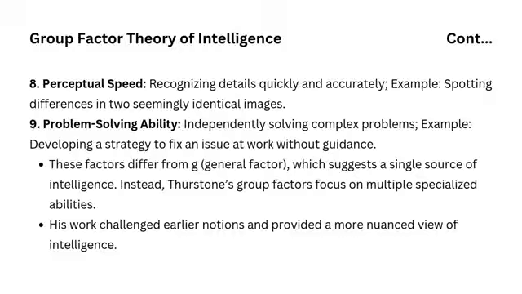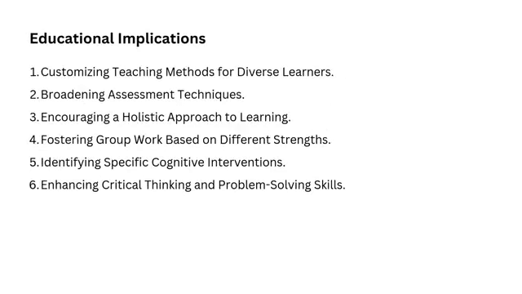Thurstone's theory contrasts sharply with Spearman's G-factor theory, which posits that a single general intelligence governs all cognitive tasks. In Thurstone's theory, intelligence is understood through specific factors, the S factors, that are tied to distinct tasks such as those defined by the PMAs. Now that we have understood the theory, let us move on to the educational implications.